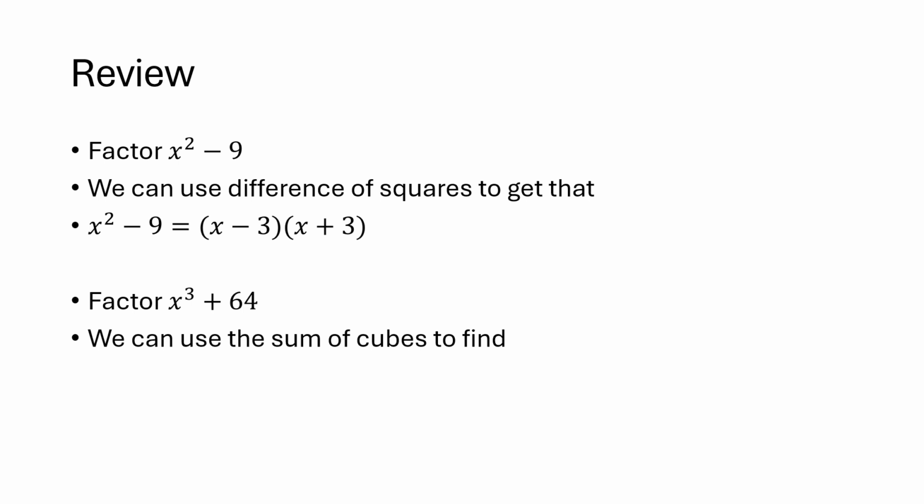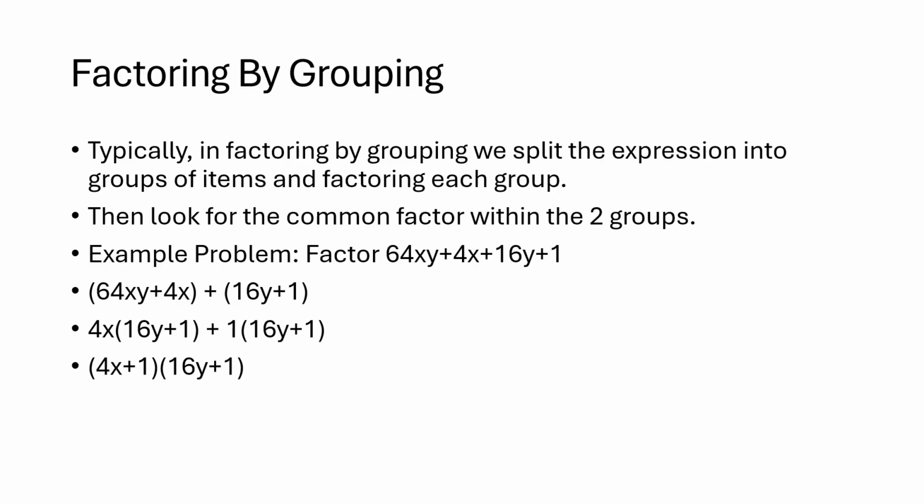So for the next problem, x cubed plus 64, we can use the sum of cubes, since x cubed is obviously a cube, and 64 is 4 cubed. Therefore, we get the sum of cubes formula and find that it's equal to x plus 4 times x squared minus 4x plus 16.